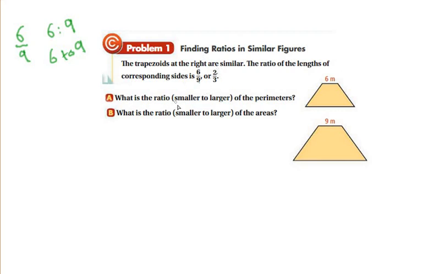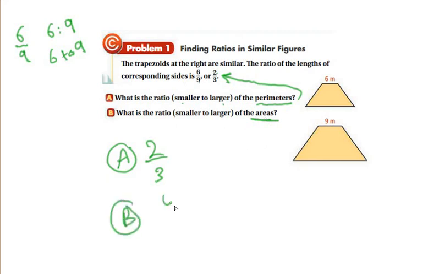What is the ratio, smaller to larger, of the perimeters? The ratio of the perimeters is also A over B, which is 2 over 3 as well. What is the ratio, also smaller to larger, of the areas? The ratio of the areas is A squared over B squared, and this is 4 over 9.